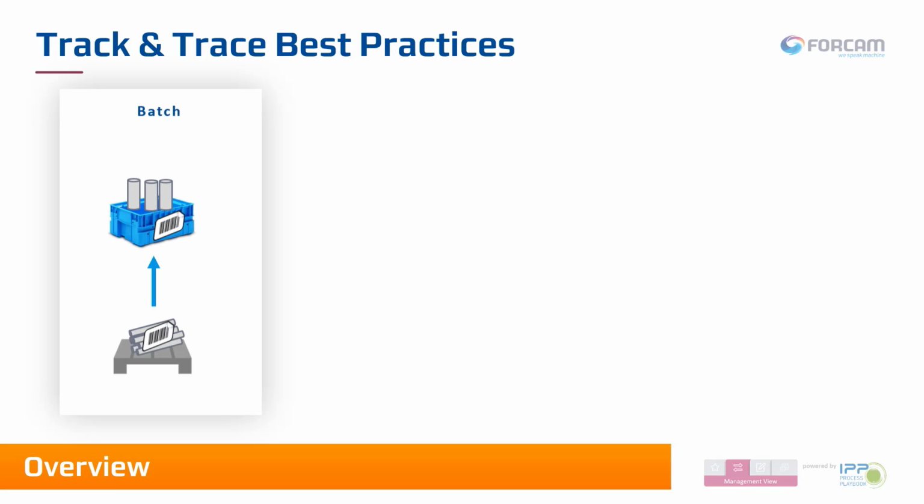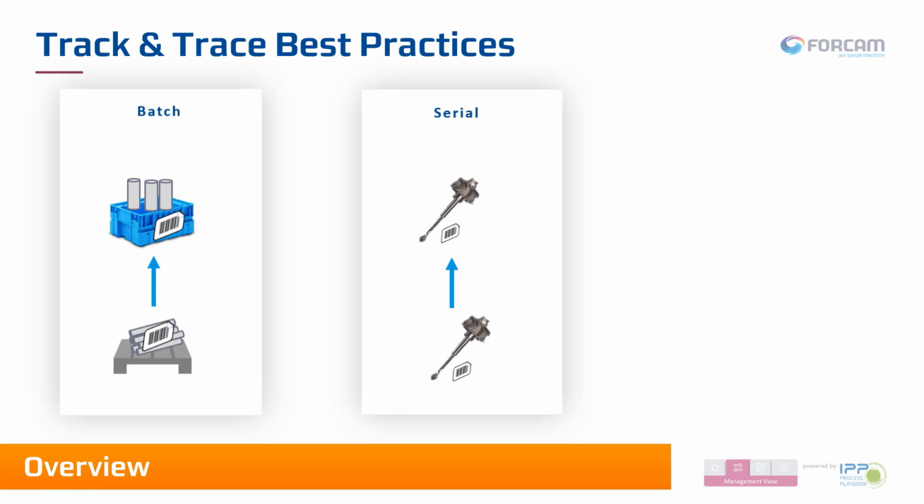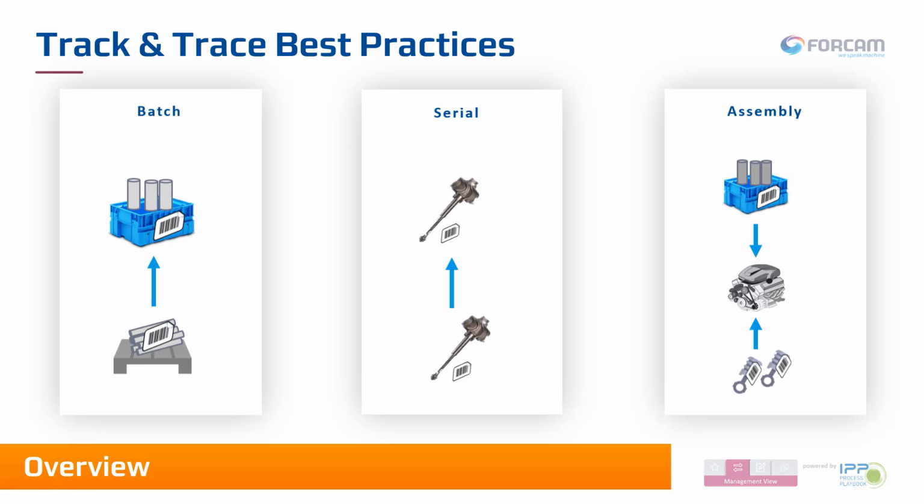Batch, the trace object is an identifiable container. Serial, the trace object is a uniquely identifiable individual part. And assembly, the trace object is an identifiable main component for which all assembly steps are performed.